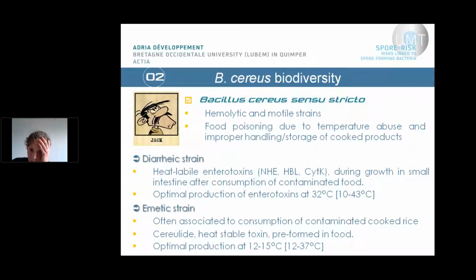Enterotoxins are heat labile. Different kinds of enterotoxins are produced during growth in the small intestine, so once the food has been consumed. The optimal production temperature of the enterotoxins is known. Similarly, regarding emetic strains, a lot of information is already available. They are often associated with the consumption of contaminated cooked rice, and this is due to cereulide, which is a heat-stable toxin, which is preformed in the food.